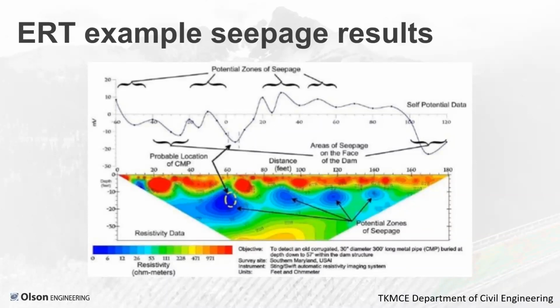Some of the instruments allow you to have both of them connected at the same time and it automatically switches. Others, you just lay everything out, do one survey, and then disconnect from one type of electrode and connect to the other. But here we can see some potential seepage zones.